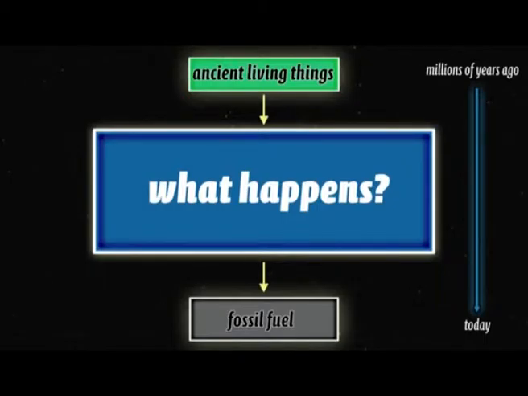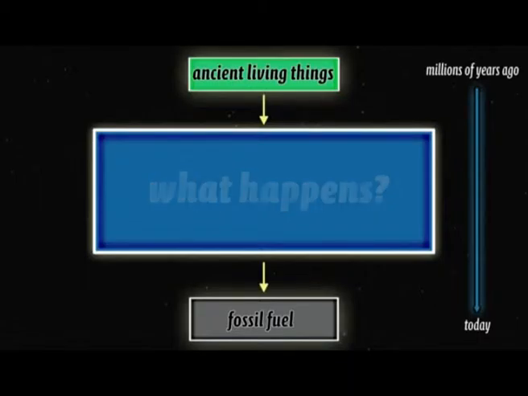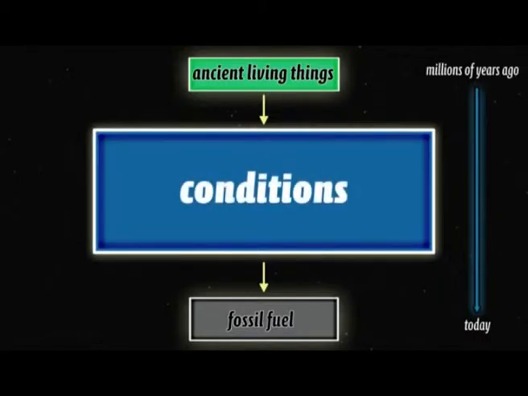The first thing to realize is that not all ancient animals and plants become fossil fuels. In fact, there are 4 different things that must happen to an ancient living thing in order for them to transform into a fossil fuel. We call these conditions, so let's have a look at them.